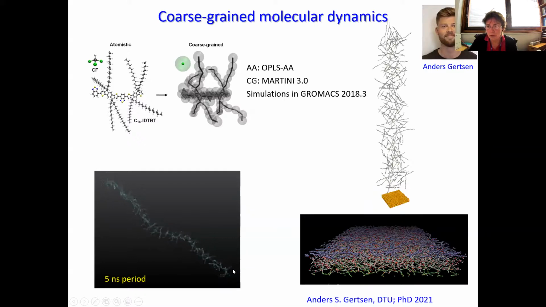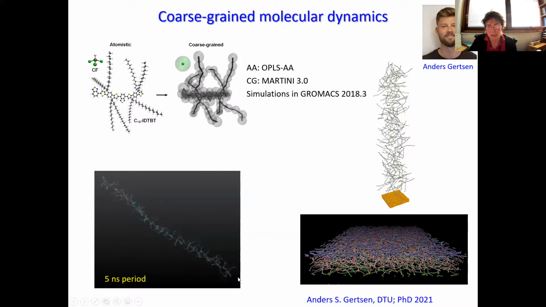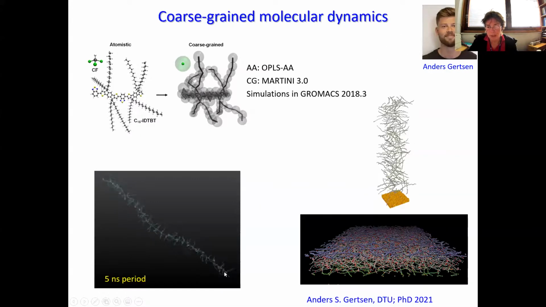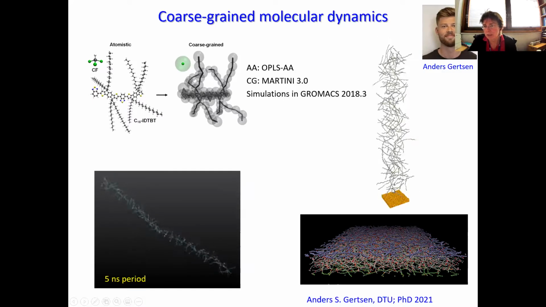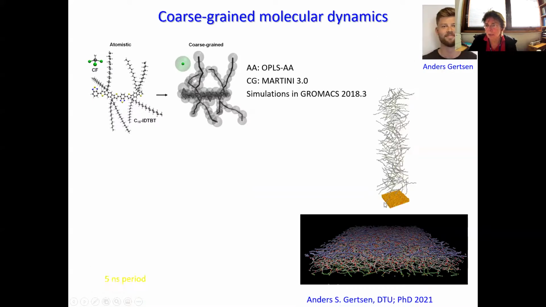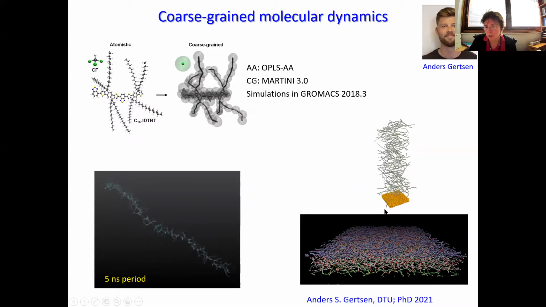of chains in solution. And you can see from this that actually the chains are rather stiff, and even over a 5 nanosecond period, they don't change in conformation a great deal. And he also simulated the solidification of the chains by evaporation onto a substrate. And then we used these structures to try to simulate transport.